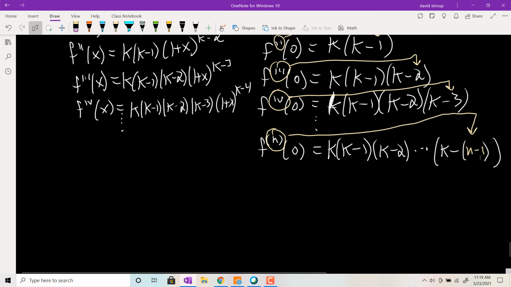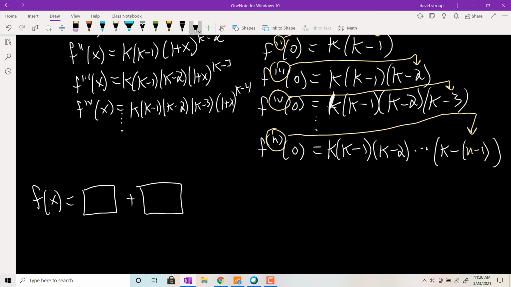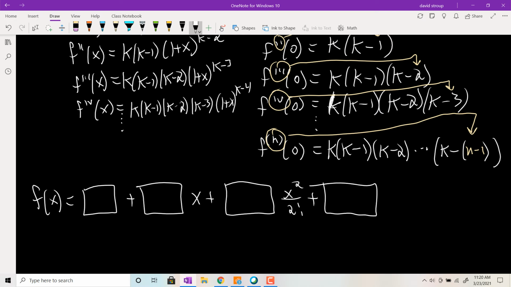Okay, so let's dump that into our Maclaurin series representation. So f of x will be blank plus blank times x plus blank times x squared over 2 factorial plus blank times x cubed over 3 factorial plus blah, blah, blah. Okay, so the first one is 1, and then we get k, and then we get k times k minus 1, and then k times k minus 1 times k minus 2.